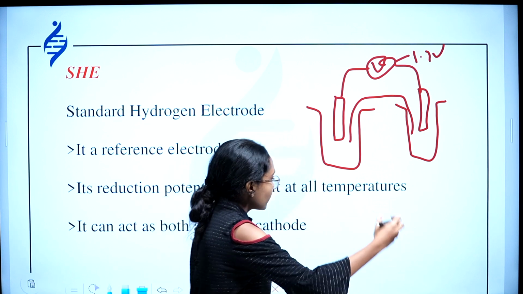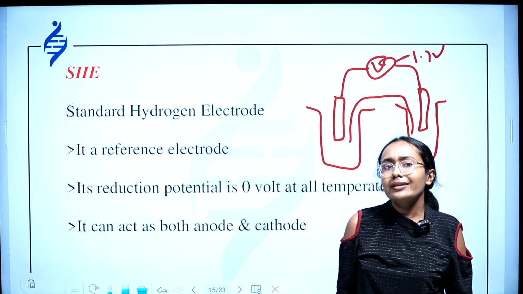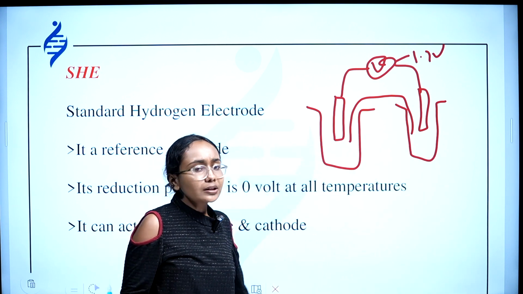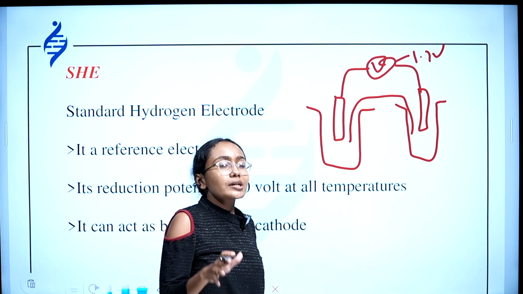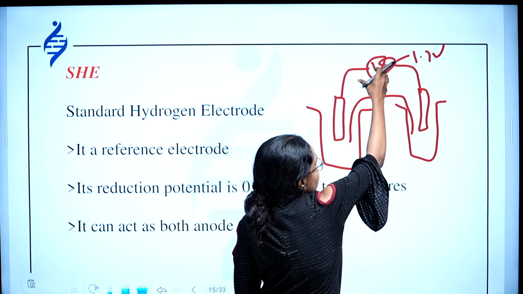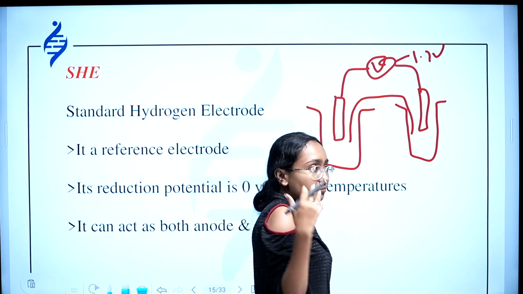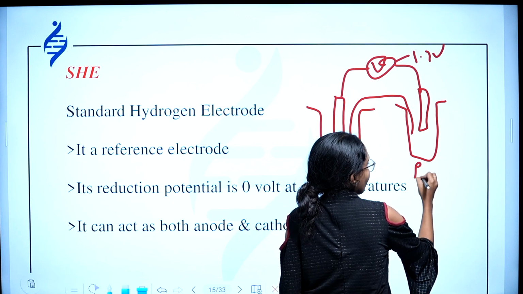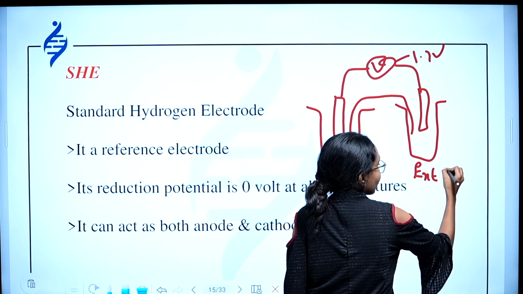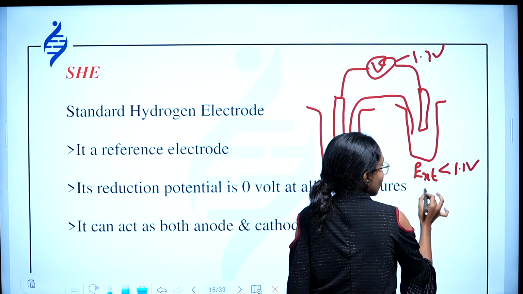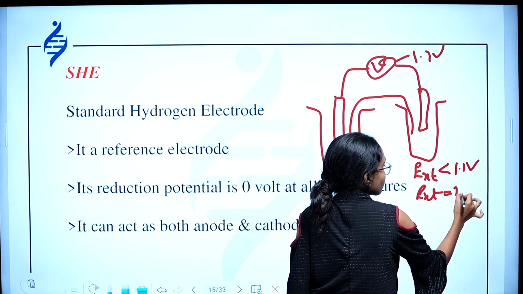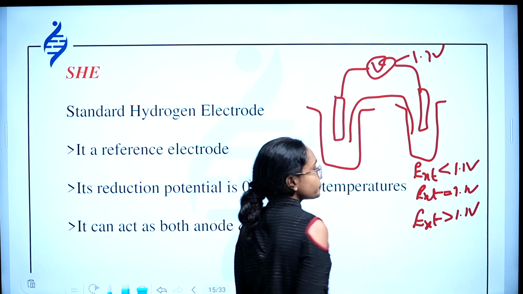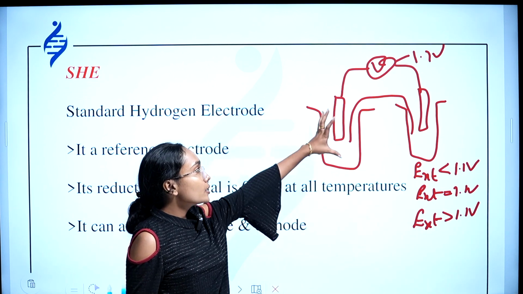Here I am considering three cases. From the exam point of view, this topic is not very important, but just keep it in mind. The potential of a Daniell cell is always 1.1 volt. I am providing an external potential. We are considering three cases: when the external potential is less than 1.1 volt, when it is equal to 1.1 volt, and when it is greater than 1.1 volt. We are considering these three cases for the Daniell cell.